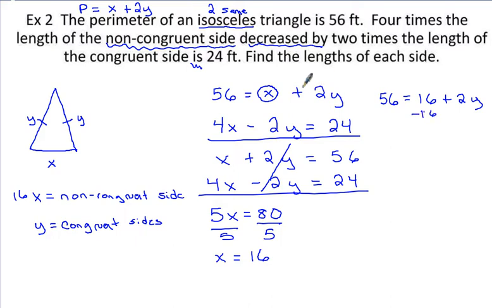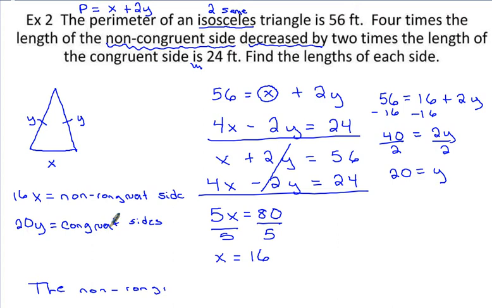So then minus 16 minus 16, it's going to put us at 40 equals 2y. Divide by 2, and 20 equals y. So again, when you're answering the question that they ask, they want you to find the length of each side. They gave them in the order the non-congruent side, then the congruent side, so I'm just going to take it straight from this information.